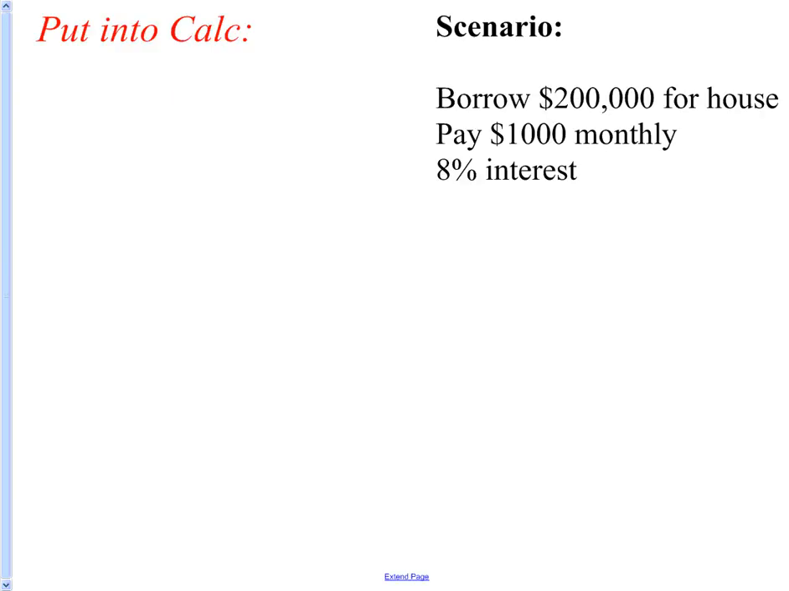All right, let's take a real world problem. You want to borrow $200,000 to buy a house, and you're going to pay $1,000 a month and have 8% interest. And let's see what happens when we put that into the calculator. Okay, give that a shot.